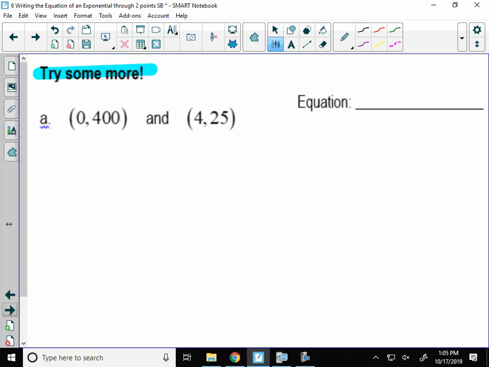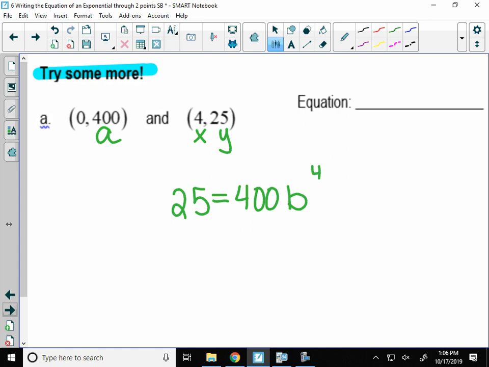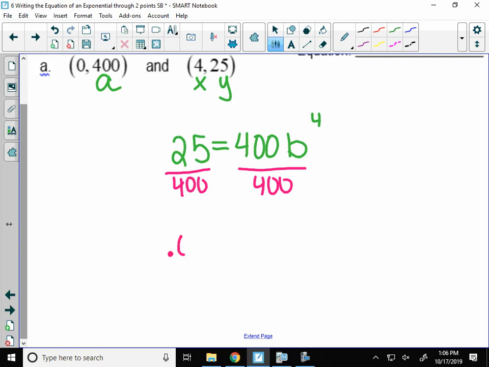Same kind of thing. I'm just going to remind you how to do something in your calculator on this one. I have 0, 400, and 4, 25. Do I give you the y-intercept? Yes, so that 400 is the A, and then I have 4 for x, and the 25 is my y. So let's put these into the expression. I'll have 25 equals 400 times b, which I don't know, to the 4th power. So I need to divide by 400. Can anyone tell me what 25 divided by 400 is? 0.0625.